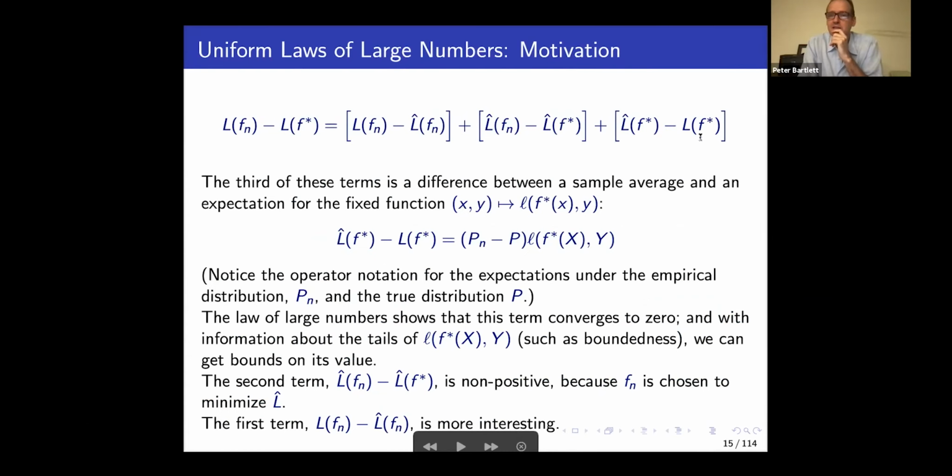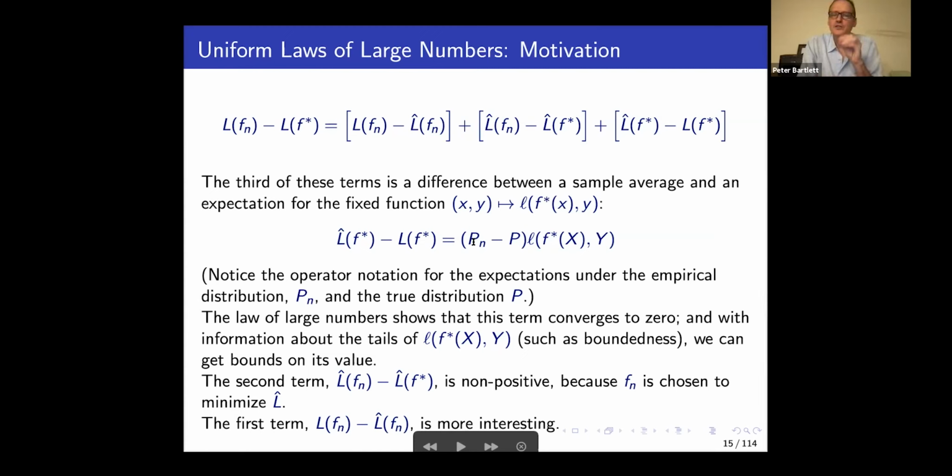Right, the third term here is the difference between a sample average, the average on the training data, and an expectation of the loss that this optimal function F star incurs. So that's a fixed function from XY pairs to reals. And I'm going to get you accustomed to this notation: I'm writing Pn minus P, where Pn is the expectation under the empirical distribution, the sample average of this random variable, and P is the expectation under the population distribution, the true distribution that generates the data.